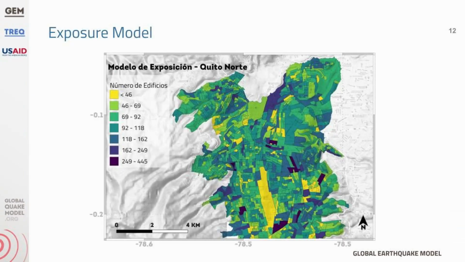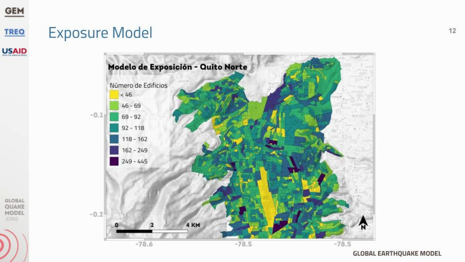When information is not available at this level of detail, it is also possible to generate exposure models with other databases. For example, this is an exposure model developed for the city of Quito in Ecuador, using information about the population and the characteristics of their residences at the census tract level. This type of approximated information can be corroborated with field inspections to obtain the best results.